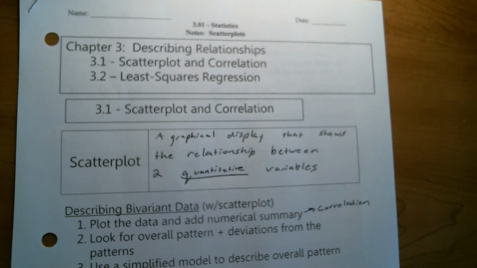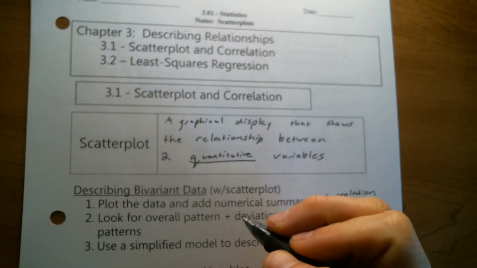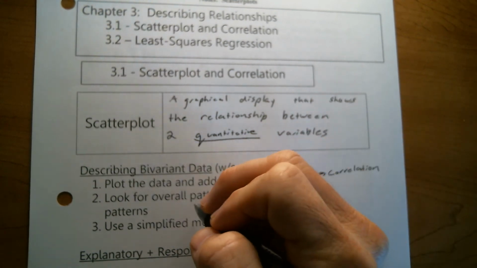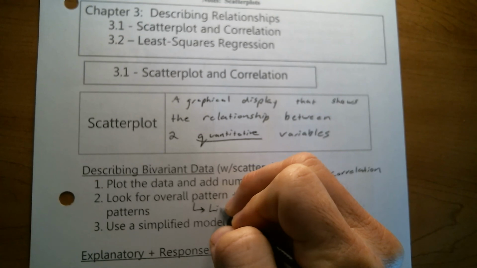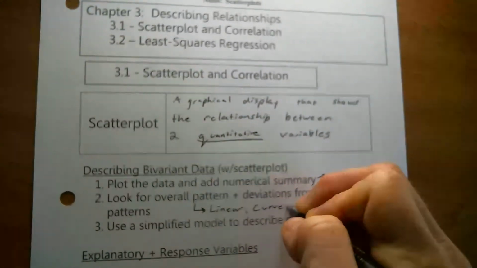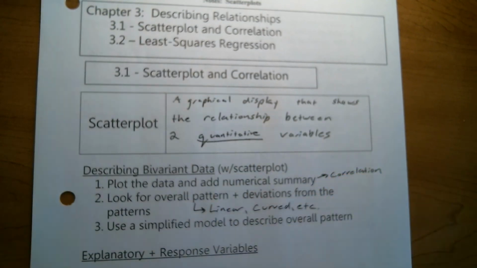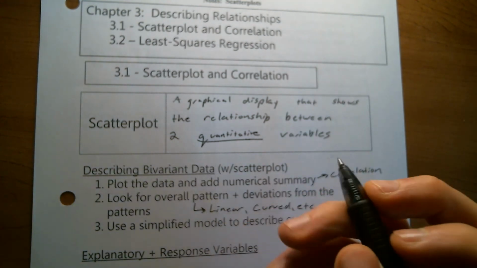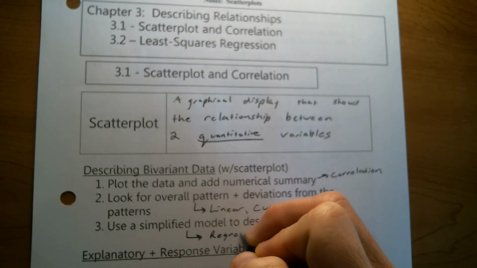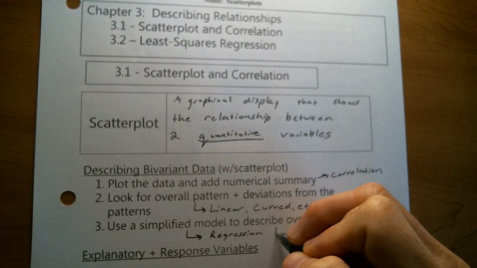We're going to look for the overall pattern. So these points that we've plotted, do they follow a linear pattern? Do they follow a curved pattern? Is it exponential? What sort of pattern does it follow? And then we're going to use a simplified model to describe the overall pattern. And that simplified model is what we usually call the regression equation.